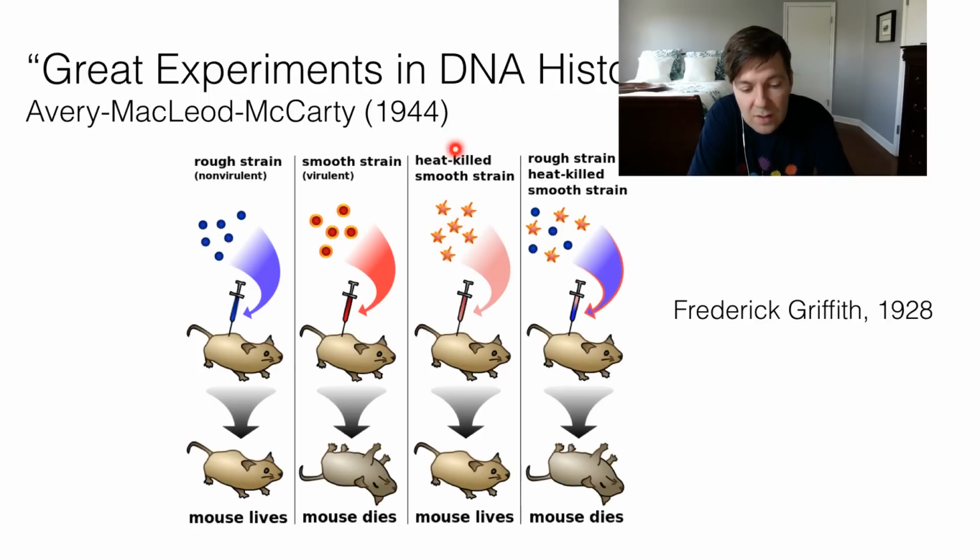But then if he took the formerly dangerous dead ones and mixed them together with live, not dangerous ones, and injected the mixture, the mouse dies. So Griffith's conclusion was there must be some kind of a factor, something inside those dangerous, dead, smooth bacteria that transferred itself into the rough bacteria and made them dangerous. He called it a transforming principle. What could transform these safe bacteria into dangerous ones even after the smooth ones were dead?